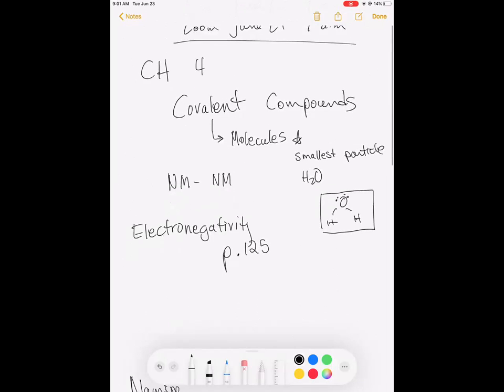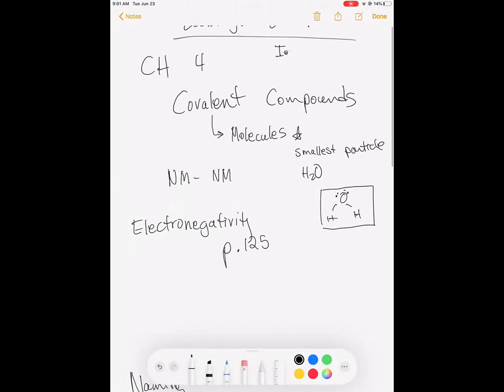In the last chapter, we had ionic compounds. And in ionic compounds, you have a metal bonded to a non-metal. And they weren't actually bonded. They just had electrostatic attraction. What the heck does that mean? That means that a positive charge is attracted to a negative charge, or a cation to an anion.